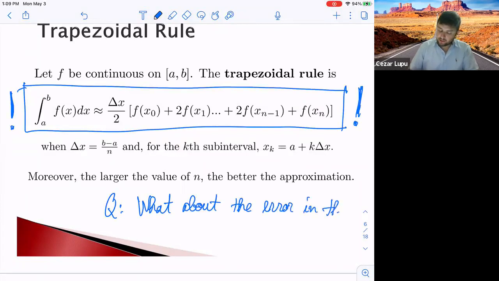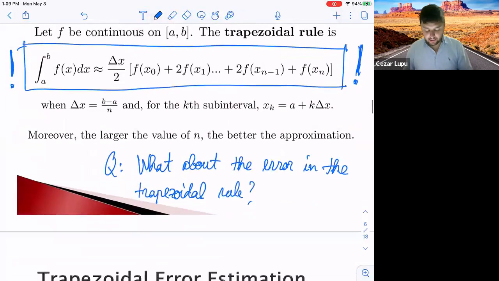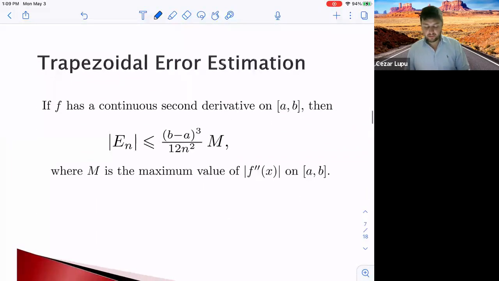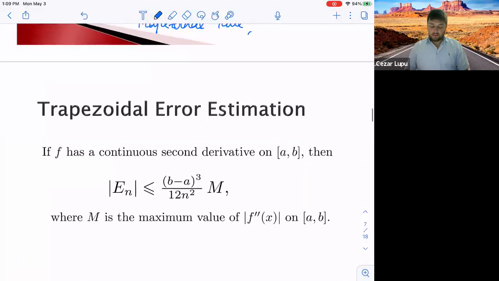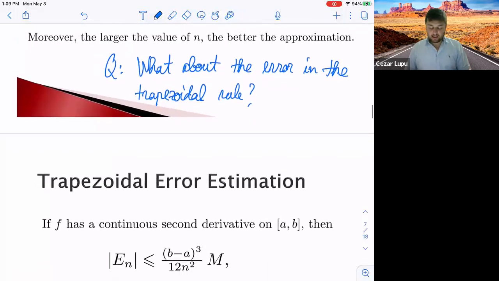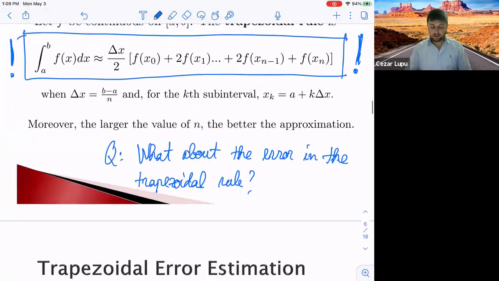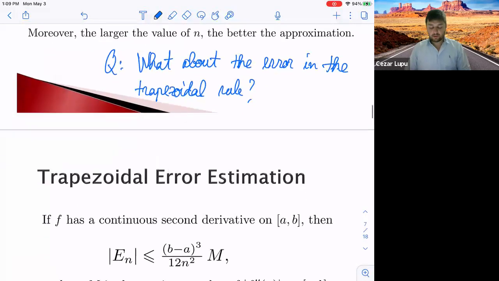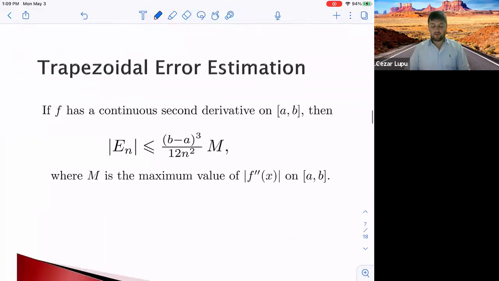In the trapezoidal rule, that is the question I want to ask. So let's see the error. As you can see, en is nothing else than just the difference between the integral and this whole thing, delta x over 2 times that. So then we have the following.